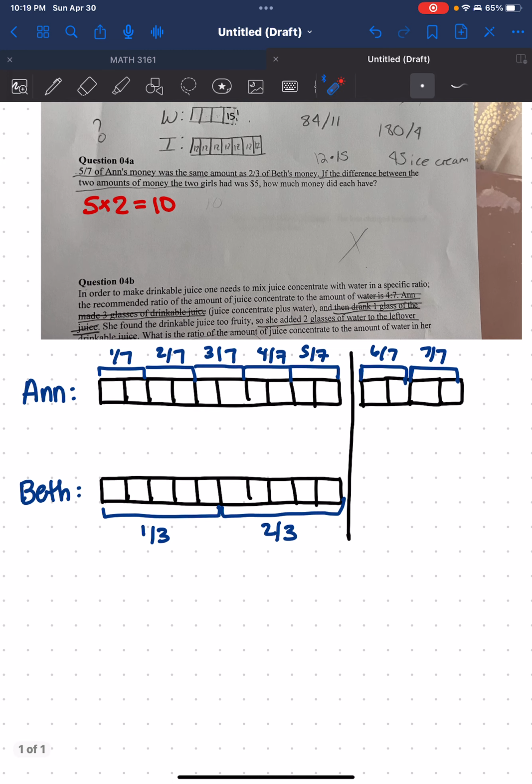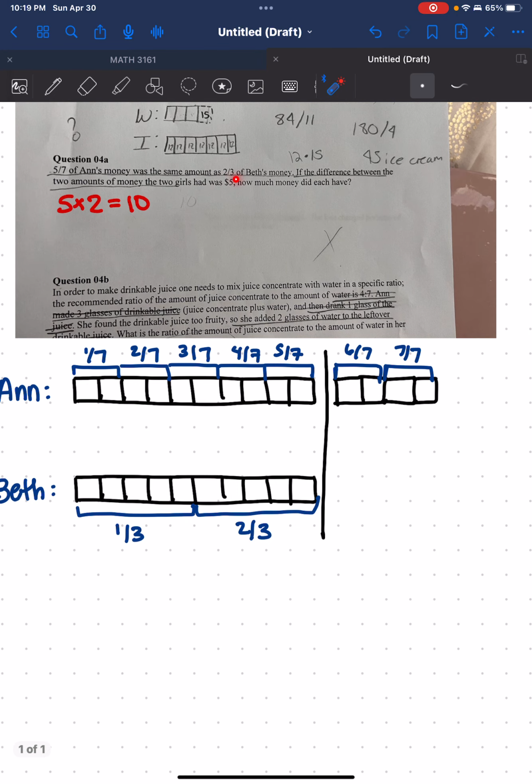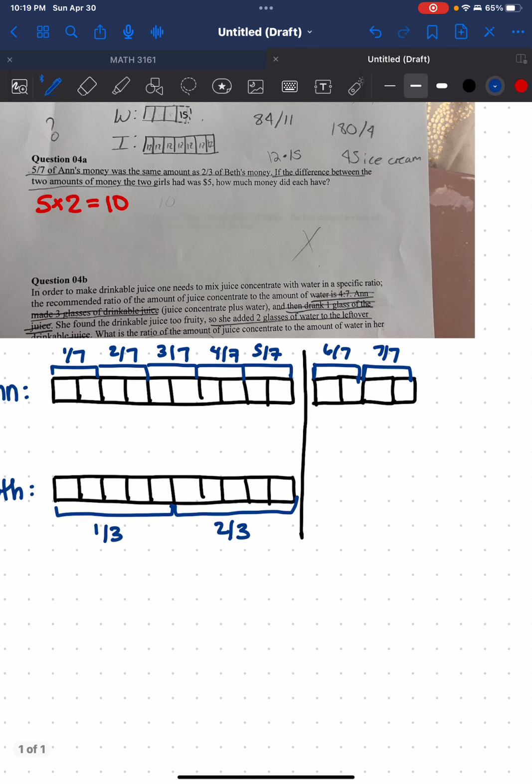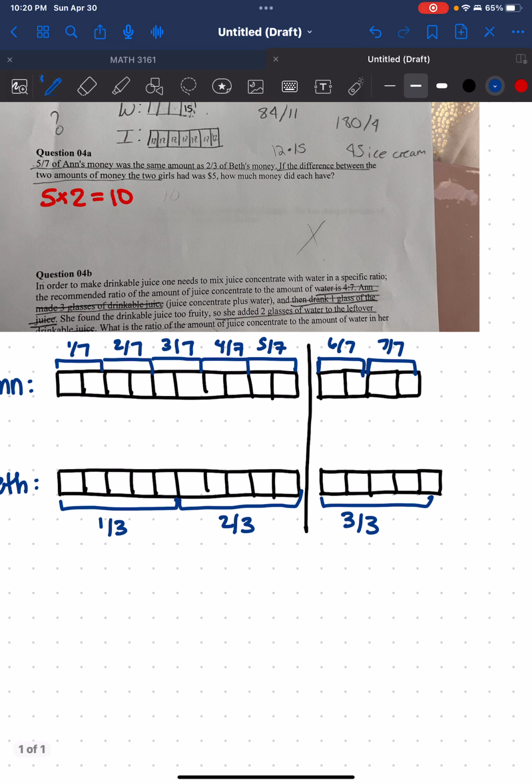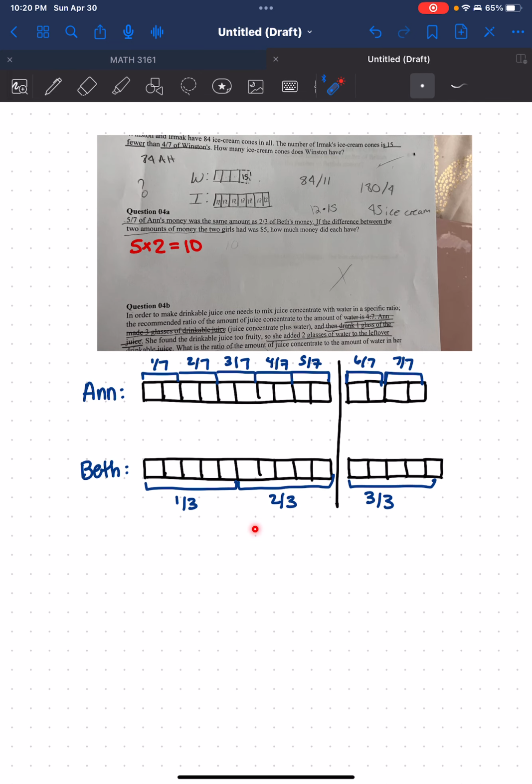Now we're going to do the same thing with Beth. So Beth, like it says in the problem, she's going to have 3 parts in her money. We already have 2 drawn out. So I'm going to draw in the last section, which I know is going to be 5 pieces. There you go. 1, 2, 3, 4, and 5. And then this is 3/3. So now this is the full amount that Beth has.